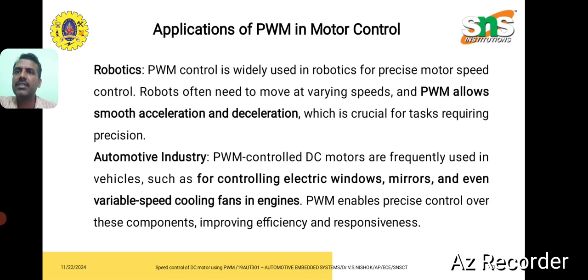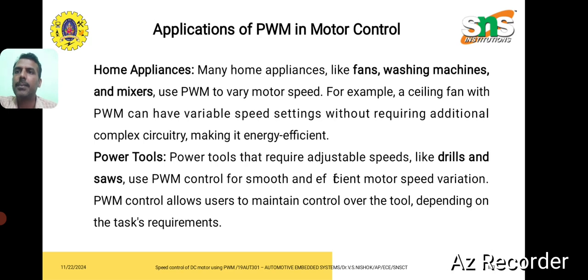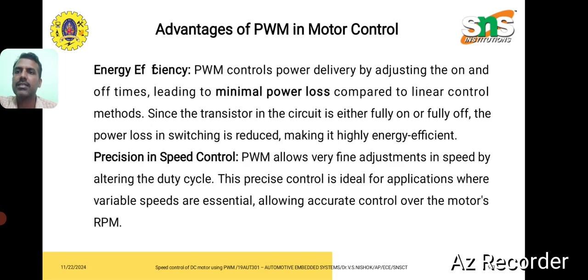Then, applications of PWM in motor control. It is mainly used in robotics for smooth acceleration and deceleration, and in automotive industries for controlling electric windows, mirrors, and even variable speed cooling fans in engines. It is also used in home appliances like fans, washing machines and mixers, and power tools like drills and saws.